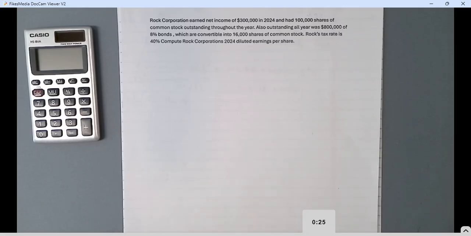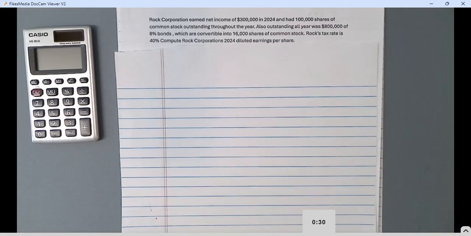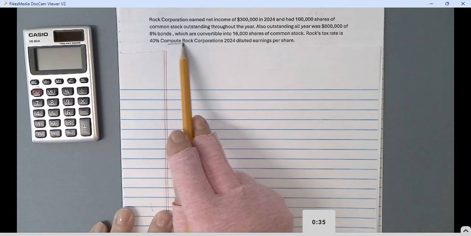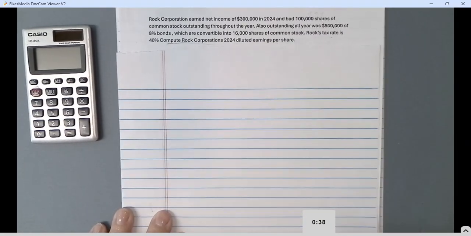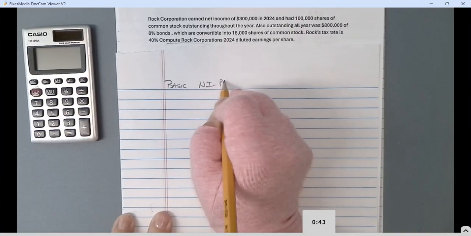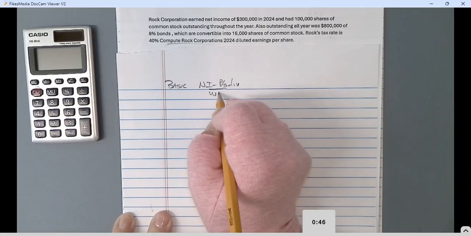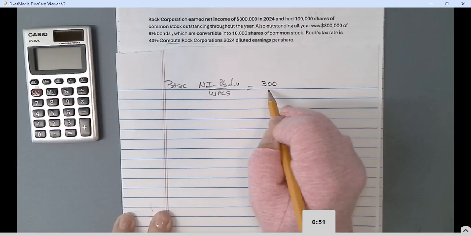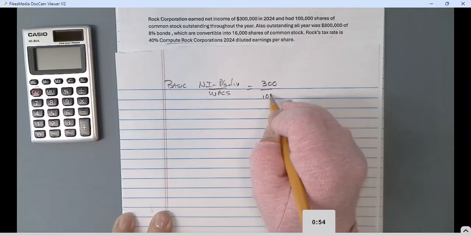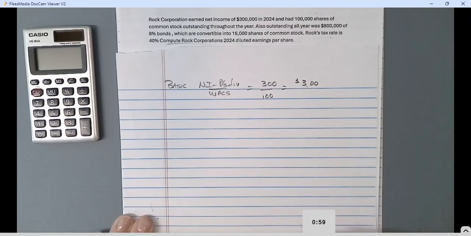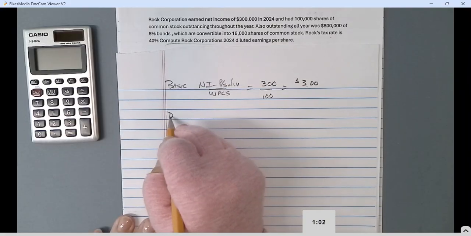problem here. We have to compute Rock Corporation's diluted earnings per share. What's the first thing we do? We do basic: net income minus preferred stock dividends over weighted average common shares, and we have 300 over 100. So I have a $3 basic earnings per share.